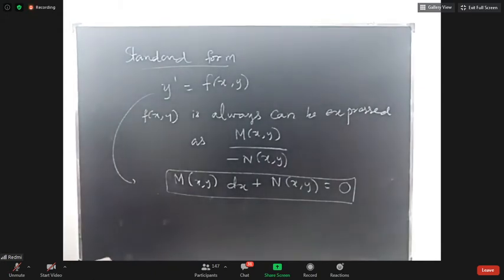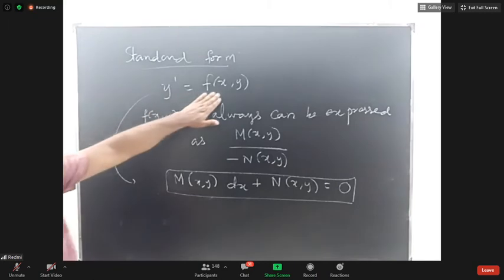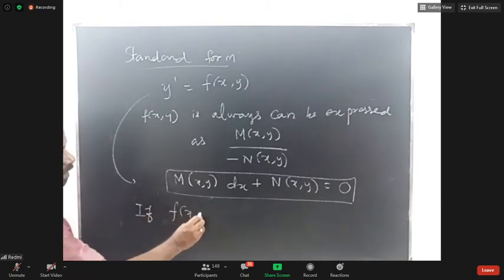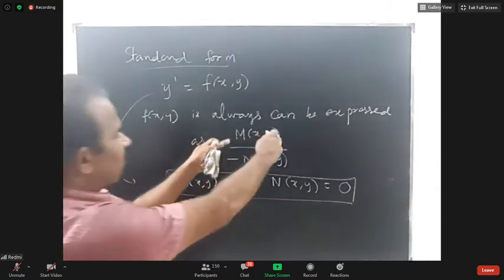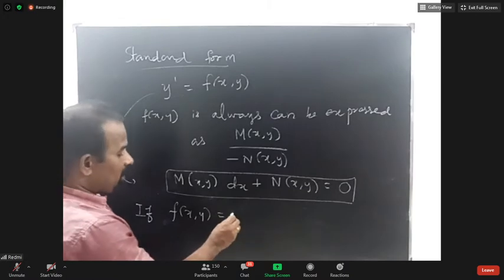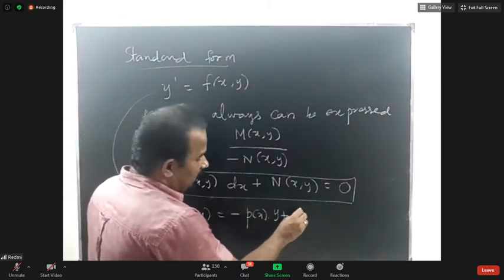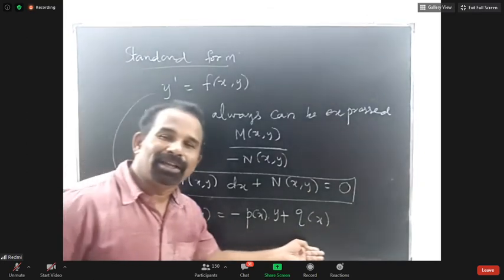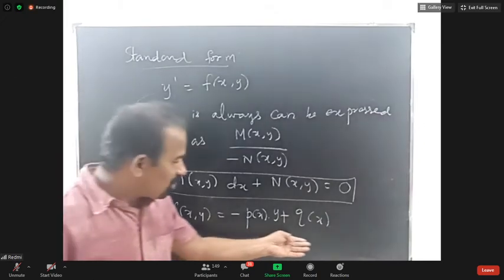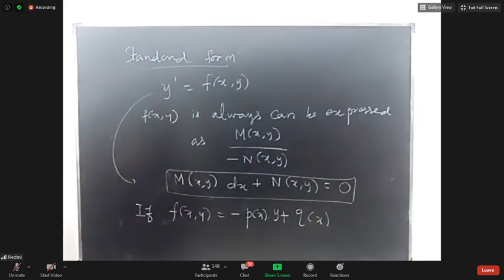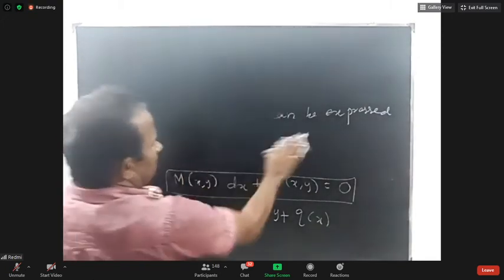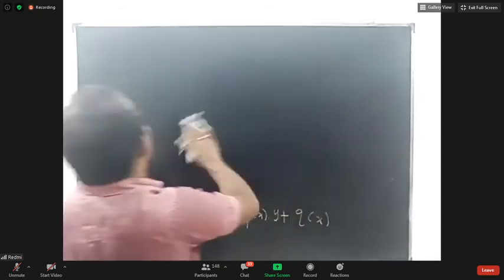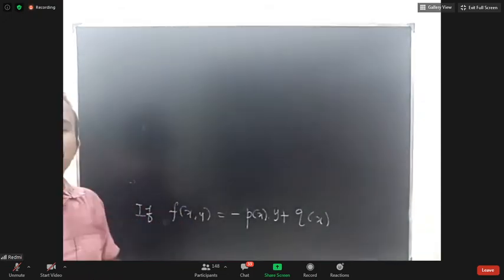Now we will see one by one. Suppose this f of x comma y, which is m of x comma y by minus n of x comma y, can be written as minus p of x into y plus q of x. Suppose that f will be like that. Here, this equation is called a linear equation. Why do we say that it is linear? The standard form is y dash is equal to f of x comma y, or otherwise m of x comma y into dx plus n of x comma y into dy is equal to 0.